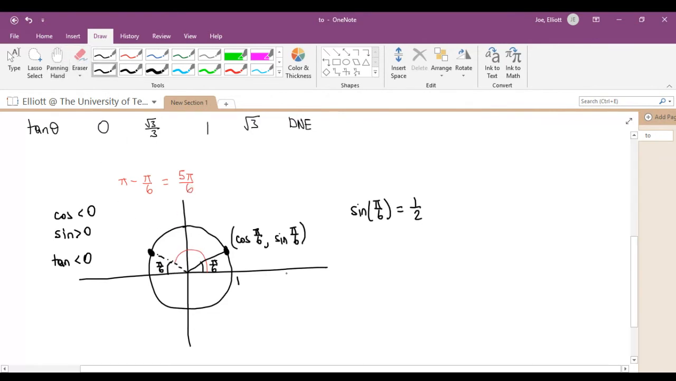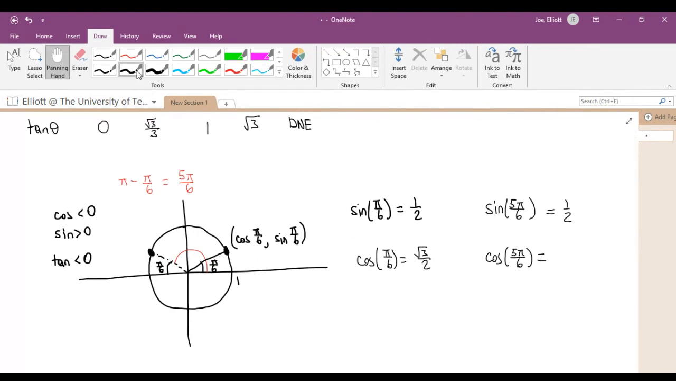And so we can say that sine of 5 pi over 6 should also be positive 1/2 still, because the y-coordinate is still positive. But if you're looking at cosine of 5 pi over 6, well, cosine of pi over 6, if we remember, was square root of 3 over 2. Cosine becomes negative in the second quadrant, so it's now going to be negative square root of 3 over 2.